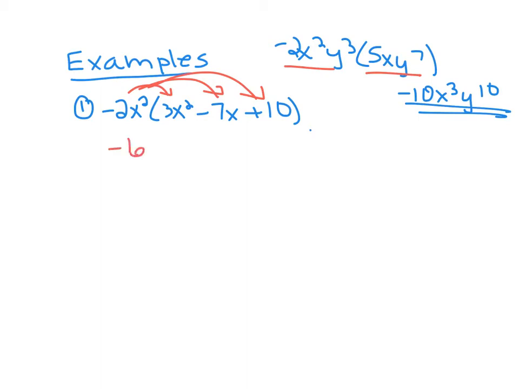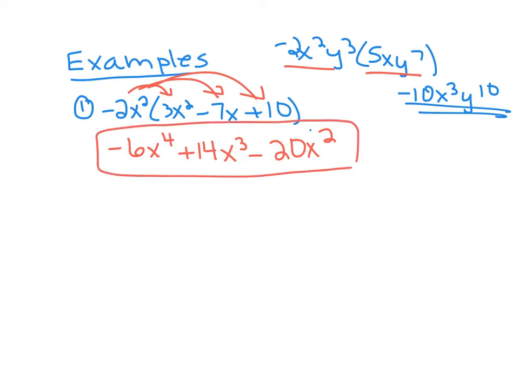So negative 6x to the fourth, a negative times a negative, plus 14x cubed minus 20x squared. Look to see if there's anything you can combine, add, or subtract. Otherwise, there you go, your answer, and it's even in order. If you look, exponent of 4, exponent of 3, exponent of 2, perfect.